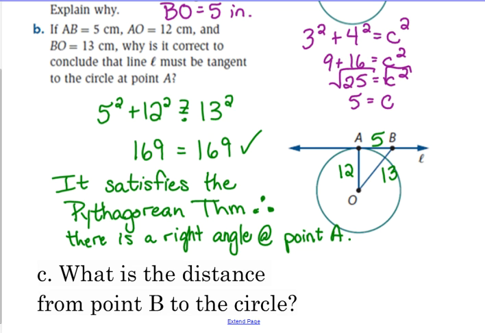Why is it 1, Sierra? The radius is 12. We can put a radius wherever we need it. Any point that goes from the center to the circle has the same length. So this is 12, the whole thing's 13, so this little piece right here is 1 centimeter.